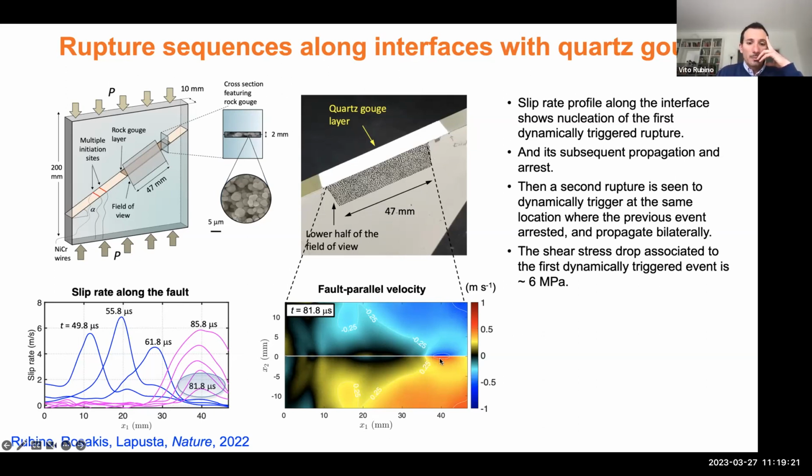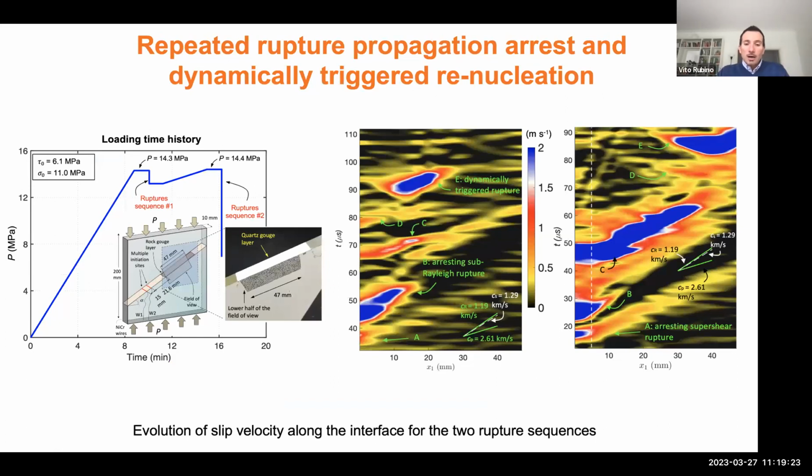Okay, so now I want to zoom out a little bit on the big picture of the entire process. What we do here is slightly different from the rupture I showed you earlier. We have multiple initiation sites along the interface. The specimen is first loaded to a set level of pre-stress. Then we have a sequence of ruptures. Then we crank up the load again, and then we have a second sequence of ruptures.